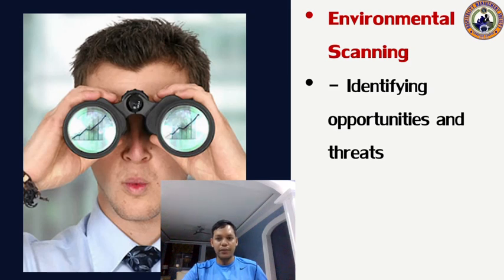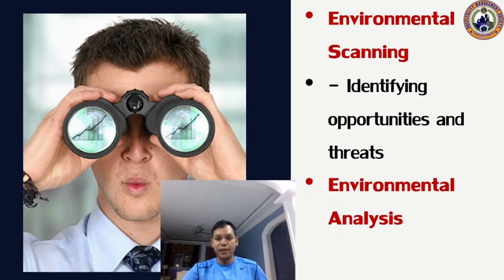Now, one of the important terms also is the environmental analysis. This environmental analysis is a strategic tool in assessing the level of threats and opportunities that might affect the business. This eventually helps the management team to make better decisions.